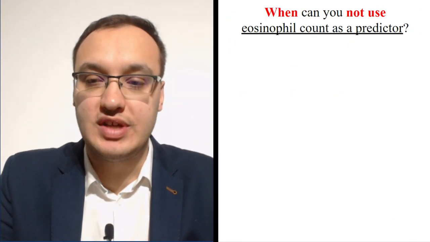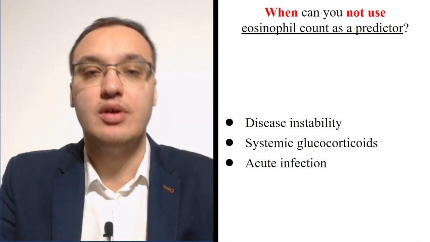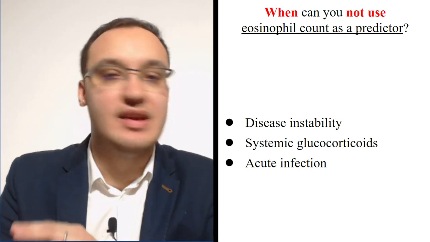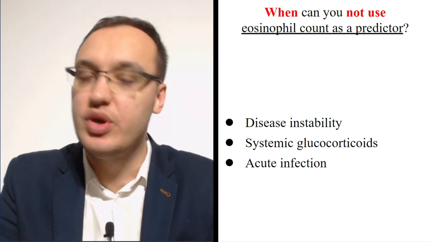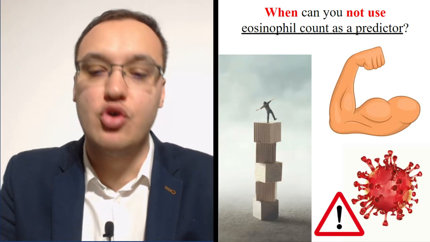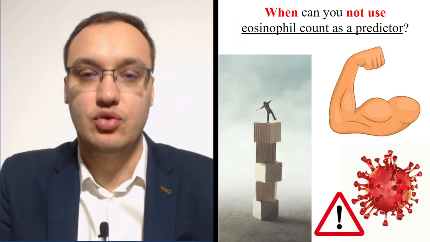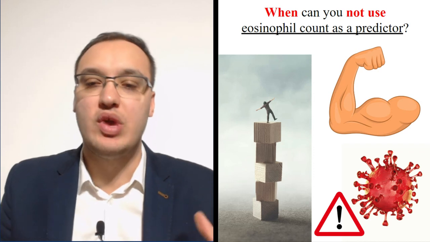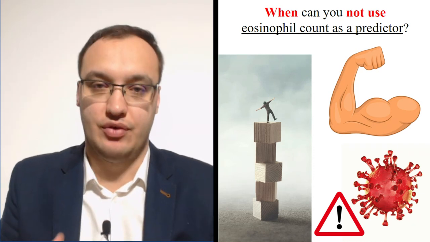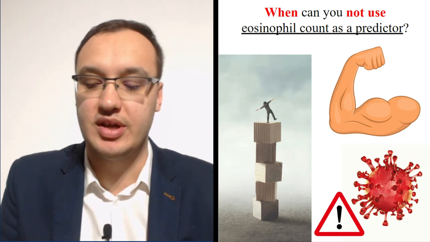So when can you not use the eosinophil count as a predictor? Disease instability, meaning the COPD is completely out of control. We don't understand what's happening here. Disease instability, systemic glucocorticoids, and acute infection. In these three cases, we cannot really take eosinophil count as a predictor. Okay, in these three cases.